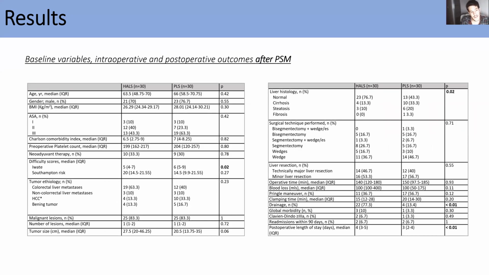with significant statistical differences. After the PSM, we have fewer differences, as is logical, but we have differences regarding weight, though it's very scarce. As you can see, there was 5 for HALS and 6 for the laparoscopic group, and there were also fewer drains for the same reason as we commented before, and again a shorter postoperative hospital stay, by 1 day. But it's important that we don't have differences regarding operative time, blood loss, Pringle maneuver, clamping time, global morbidity, and Clavien-Dindo 3A complications. So the intraoperative outcomes are similar between the pure and hand-assisted laparoscopic surgery groups.